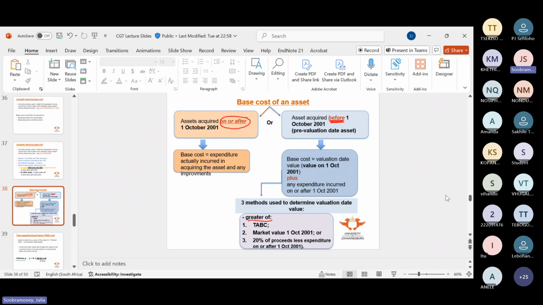So number one, we first need to determine what is the value on 1 October 2001. How do we do that? You choose the greater of the 3. Once you have determined the greater of the 3, you ask yourself, was there any improvements after 1 October 2001? If there was, you add it to that cost, and then you get your adjusted base cost. And now from there, you're going to minus your allowances and minus section 11O.